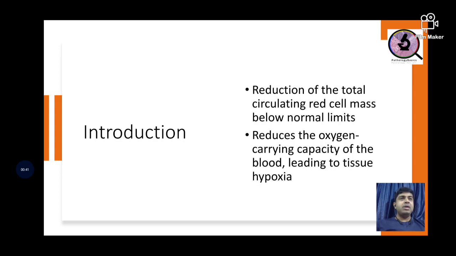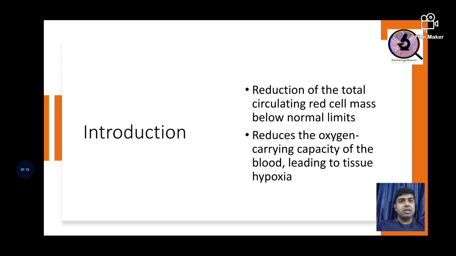What is anemia? Anemia has been defined in different ways. There are various definitions given in different textbooks. One of the most common definitions is it is reduction of total circulating red cell mass below the normal limits. Red cell mass that circulates in the blood, when it is less than the normal limits, we call it anemia. Another common definition is it is the reduction in oxygen carrying capacity of the blood.